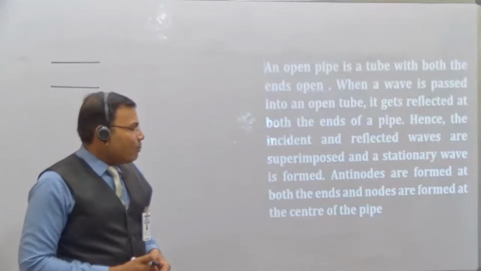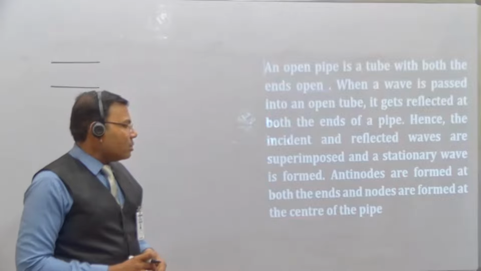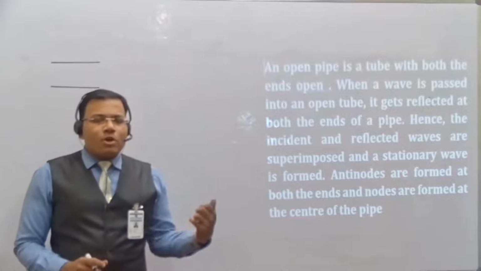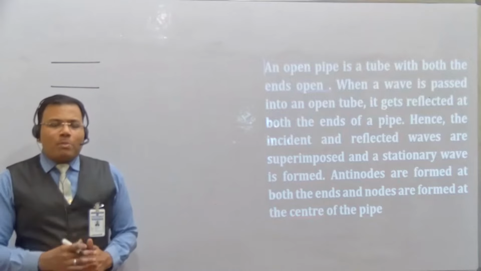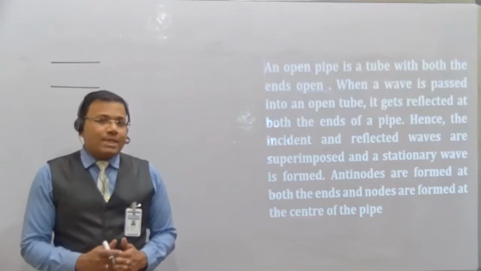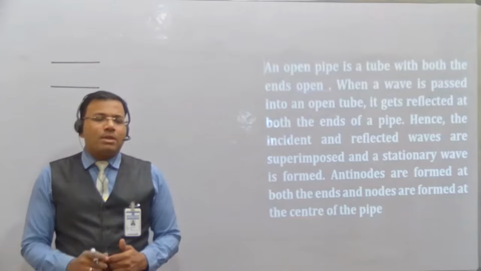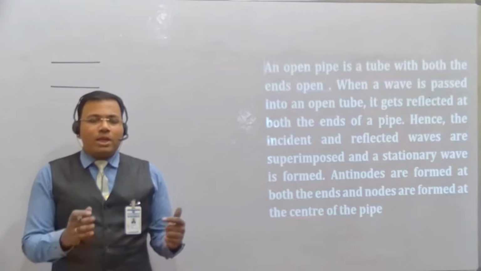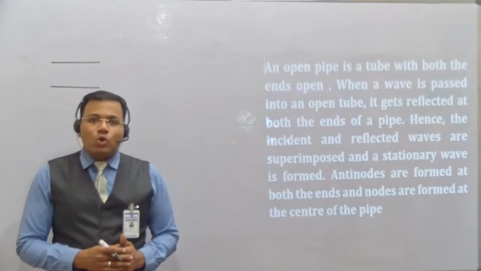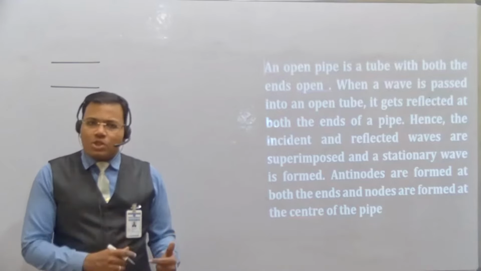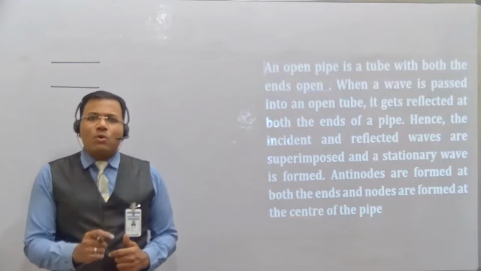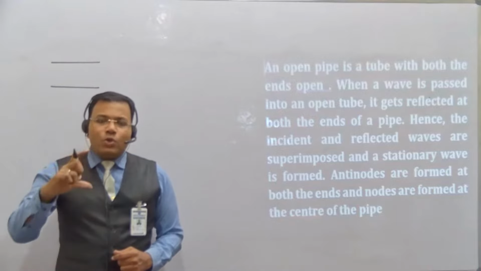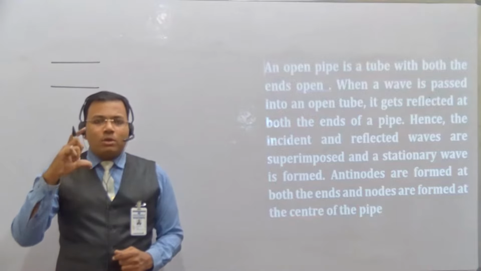Antinodes are formed at both the ends and nodes are formed at the center of the pipe. So whenever the open ends are considered, there always antinodes are formed. And in between, we are going to get nodes. And at the closed end, always we expect a node. Always antinodes are formed at the open end.